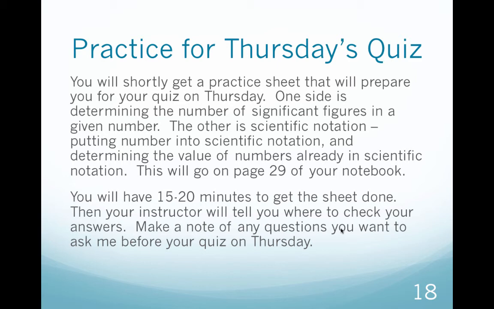This particular sheet of paper that you're going to get is going to go on page 29 of your notebook. You can see there at your desks, you've got all the staples and scissors and trash bins that you need to go ahead and make that happen once you get that sheet from your instructor. You're going to have 15 to 20 minutes to get the sheet done. Then your instructor will tell you where to check your answers.